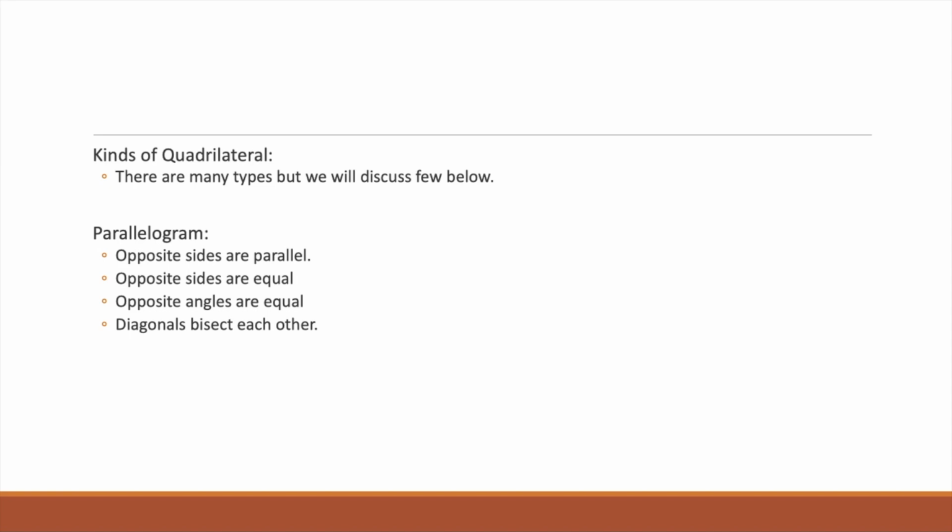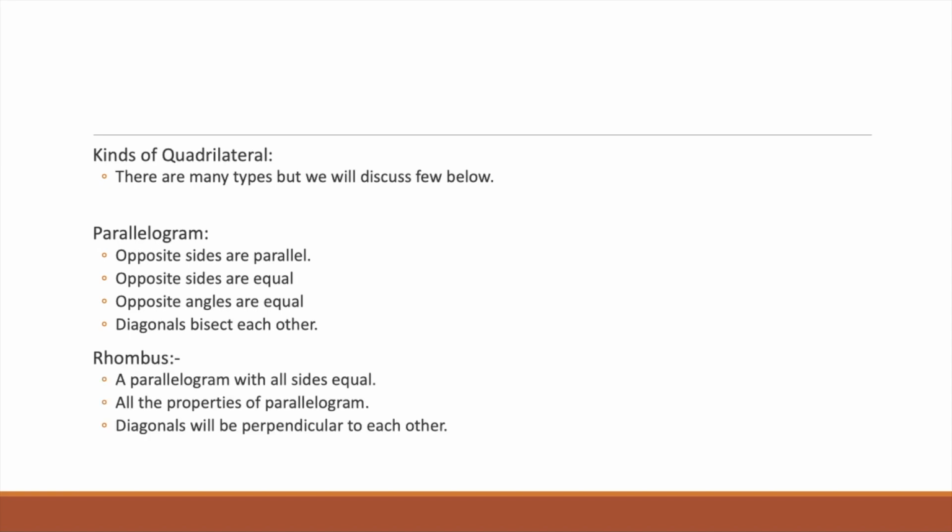Opposite sides are parallel, opposite sides are equal, opposite angles are equal, diagonals bisect each other. Now how you are going to pictorially define it, let's just get onto it.